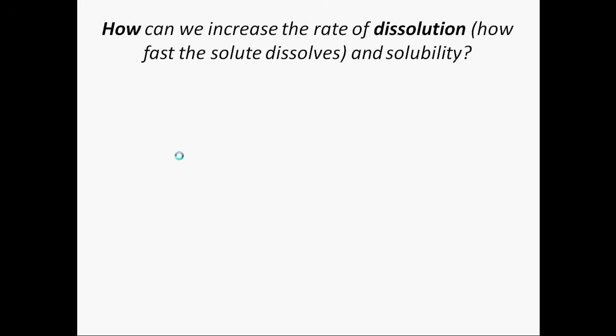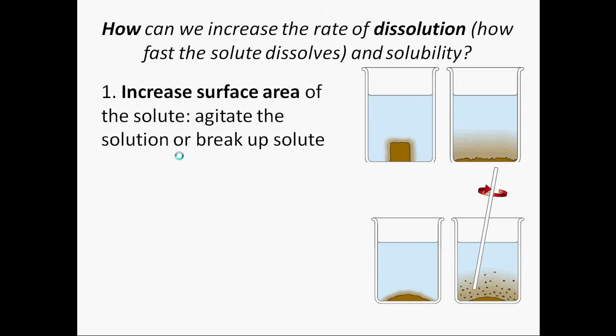Now, there are some ways that we can actually push this solubility point a little bit, that we can actually get a little bit more solute into our solvent than we otherwise would. In particular, there are 4 ways that we'll talk about here. First one seems like a no-brainer. First way to increase solubility is to increase the surface area of the solute.